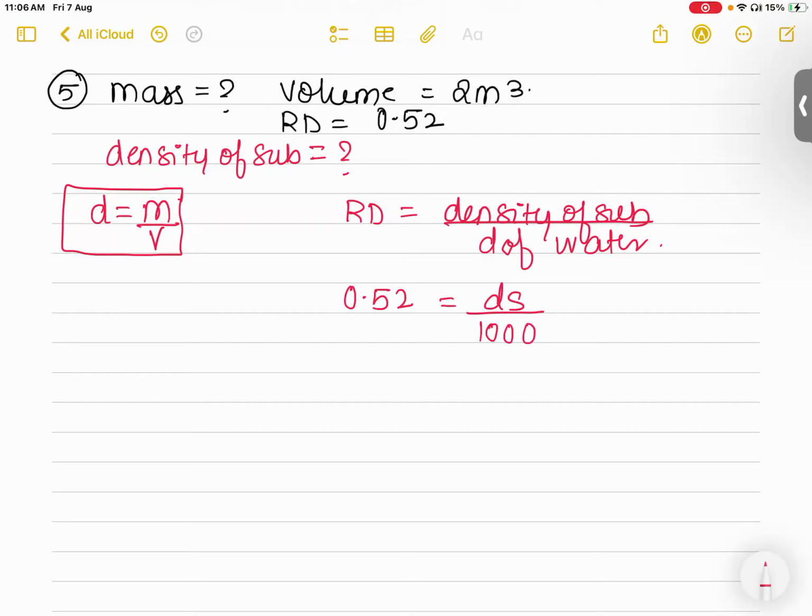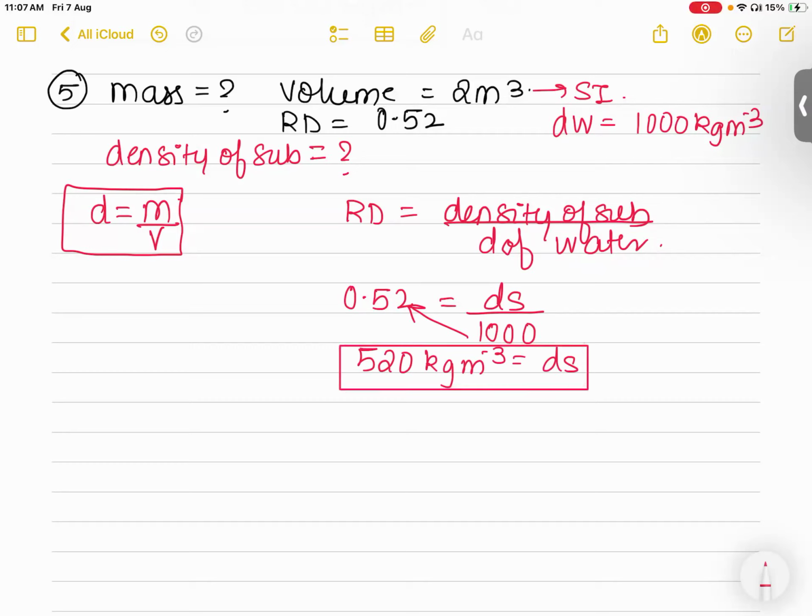You must be wondering, sir, why did you take density of water as 1000? Reason is volume given to me, kids, is in its SI unit. So I will try to take density also in its SI unit. I shift that 1000 there, guys. So we will get 520 kg per meter cube as density of substance.